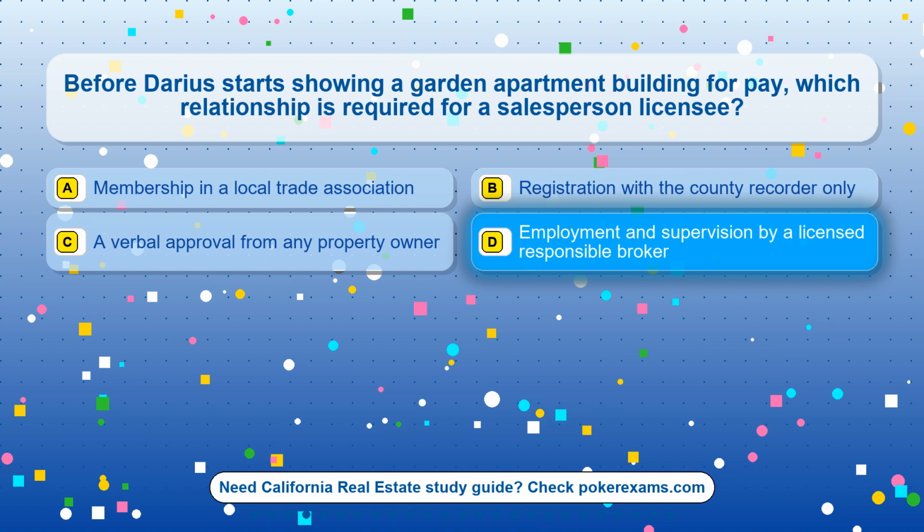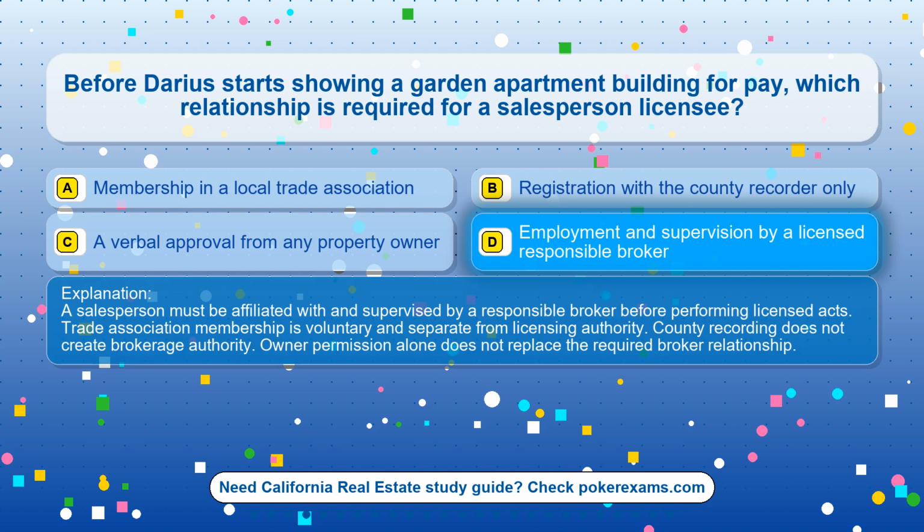The correct answer is option D. Employment and supervision by a licensed responsible broker. A salesperson must be affiliated with and supervised by a responsible broker before performing licensed acts. Trade association membership is voluntary and separate from licensing authority. County recording does not create brokerage authority. Owner permission alone does not replace the required broker relationship.